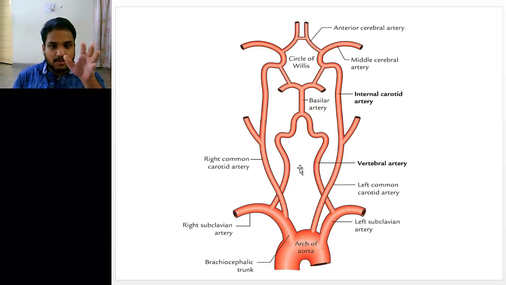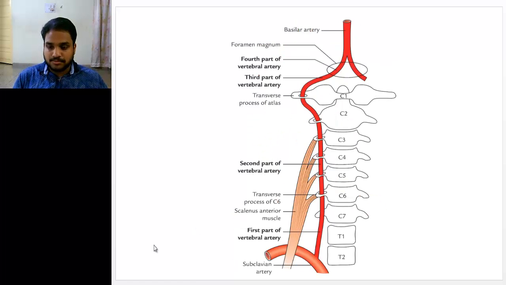You have to have a three-dimensional view of this diagram. This is the anterior circulation and this is the posterior circulation. The vertebral artery that is arising from the subclavian artery is the posterior circulation. So the vertebral artery arises from the first part of the subclavian artery and then it travels upward to enter the foramen transversarium of the C6 vertebrae, right?